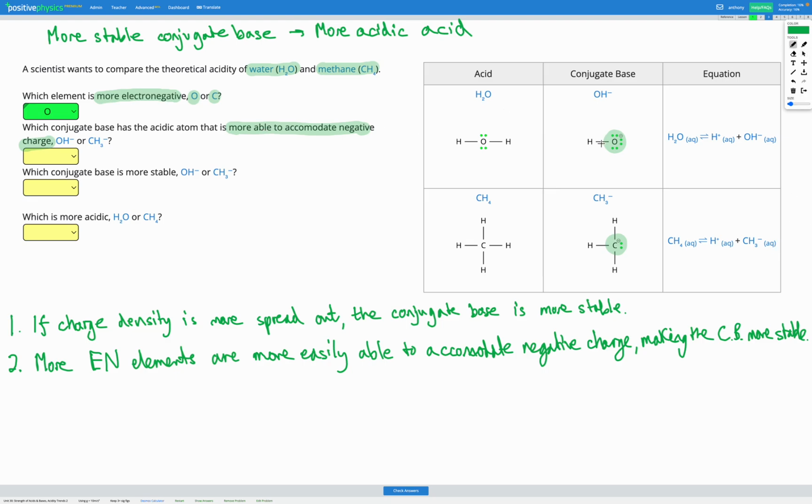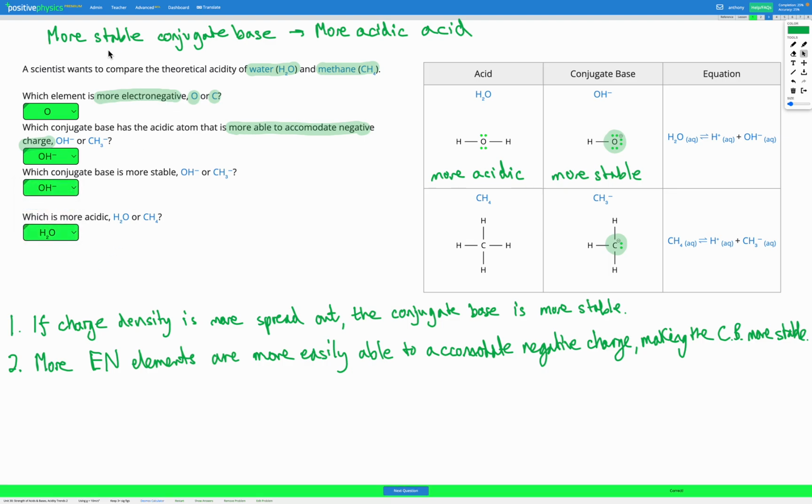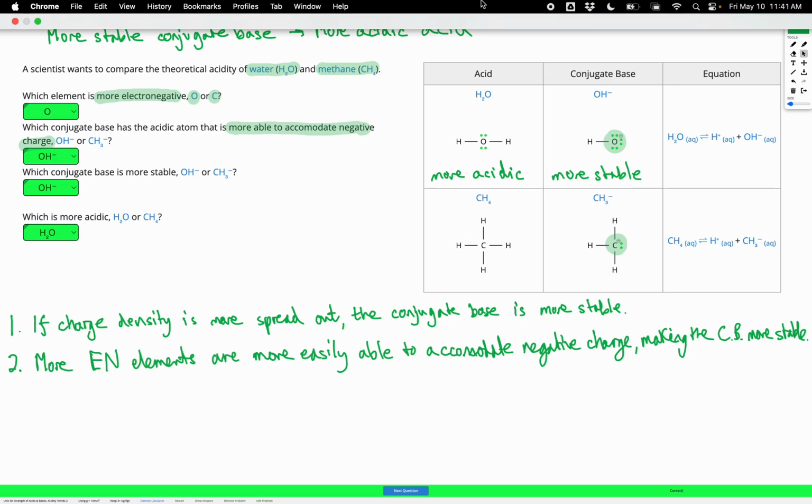So which is more able to accommodate negative charge? It's going to be oxygen, the one with oxygen, which is OH minus, because oxygen is more electronegative. So which is going to be more stable? It's going to be the one with the oxygen, which is hydroxide OH minus. This one is going to be more stable. And therefore H2O is going to be more acidic than CH4. Let's fill that in here. OH minus is more stable, which means that H2O is going to be more acidic, according to our rule up here, that a more stable conjugate base means we have a more acidic acid.